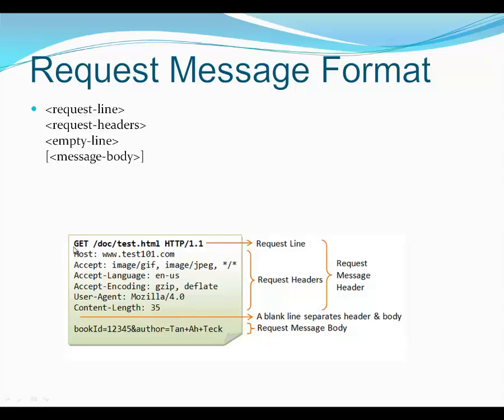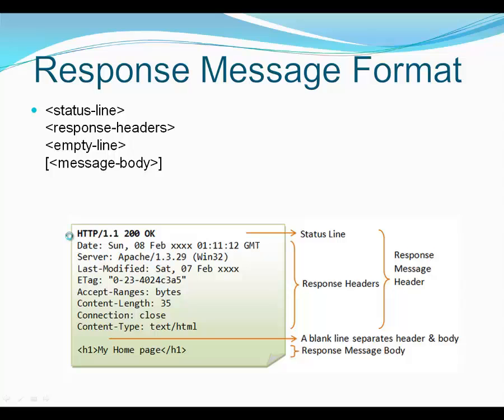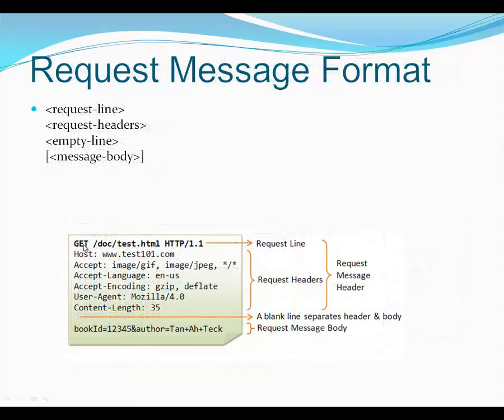We have the request line. First, the first word says GET. That is the HTTP method. So it says get this particular object or resource, /doc/test.html. Then HTTP 1.1. This is the version of HTTP being used. When the server receives this, it knows what version is supported by the client. Now the next lines start with HTTP message headers. These are all request headers.